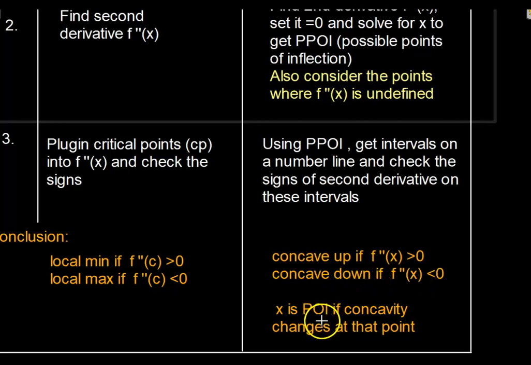Finally, the points of inflection. The final points of inflection would be those where the concavity changes. It is not necessary that all the possible points of inflection are the final points of inflection. It may happen that at some point concavity doesn't change, so those won't be the points of inflection.